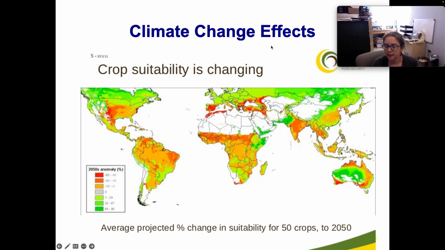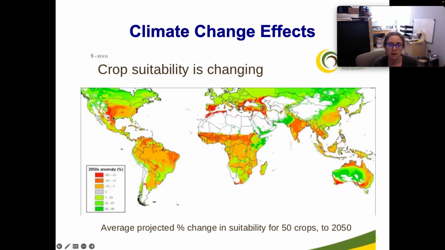So climate change effects are happening as well. Crop suitability is changing. So this shows the average projected percent change in suitability for 50 crops to 2050. And so basically, anything that is red means that it's going to be a lot less suitable for the crops being grown in those areas. And anything on the green end is going to become more suitable for growing the crops that they looked at. And so the thing you probably notice first is a lot of the things in the north are the things that are green. So places that were too cold to grow crops, with climate change, more of those areas are going to be available to farming.